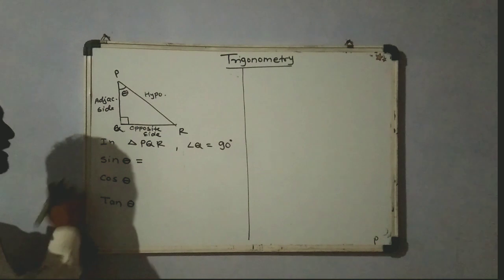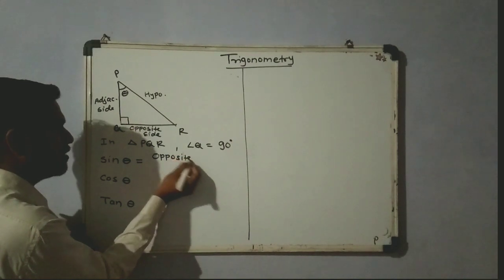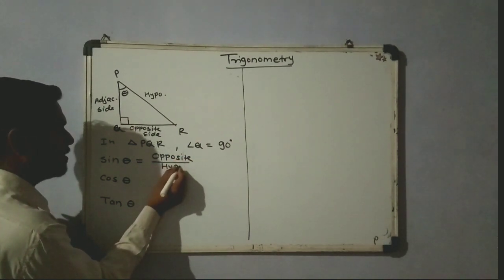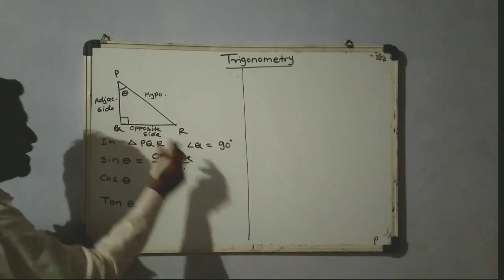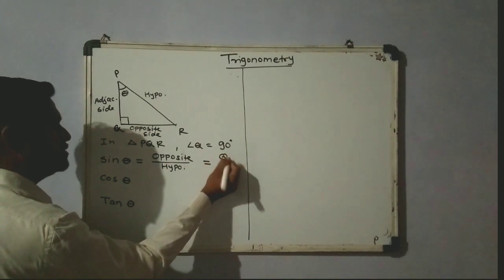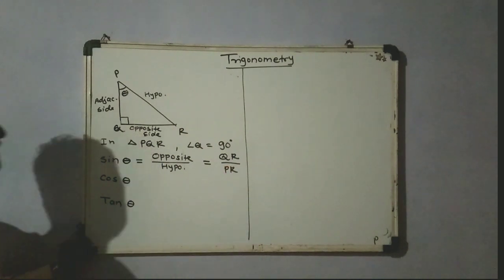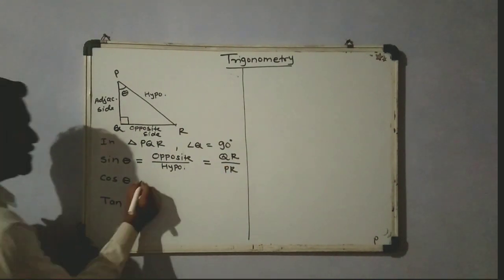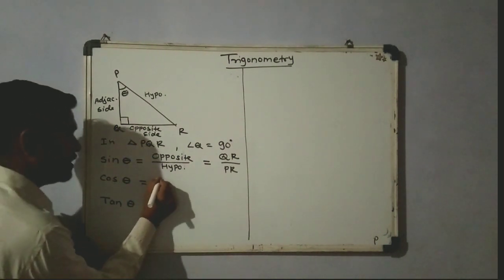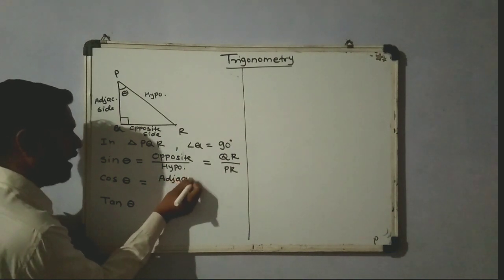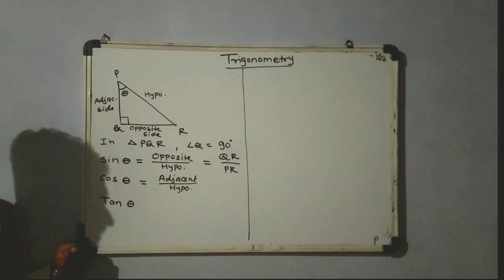So sine theta is nothing but opposite side upon hypotenuse. Opposite side upon hypotenuse. So with angle P as theta, its opposite side is QR. So by using the figure, QR divided by what is the hypotenuse? PR. So sine theta is equal to QR divided by PR. Now we are going to take cos theta. Cos theta's formula is nothing but adjacent side divided by hypotenuse. Adjacent side divided by hypotenuse.